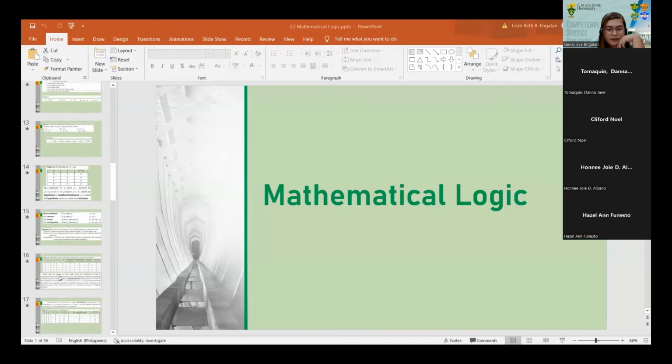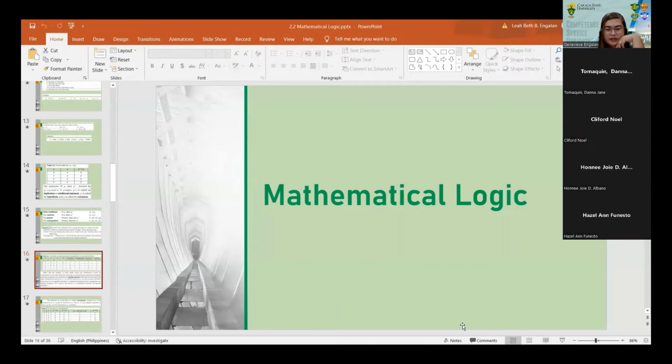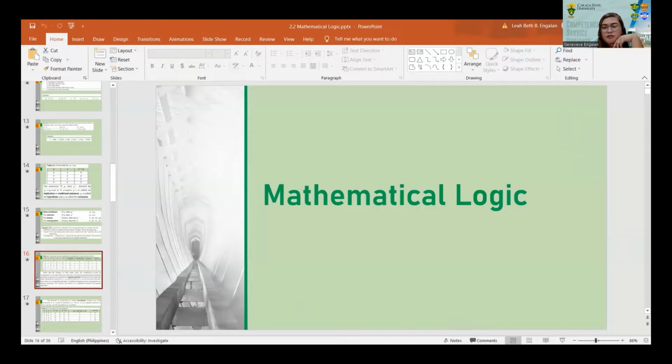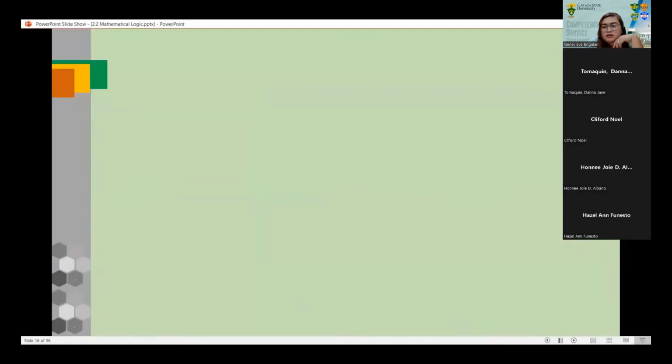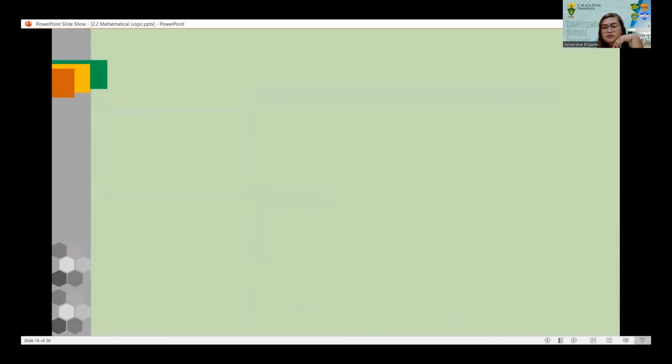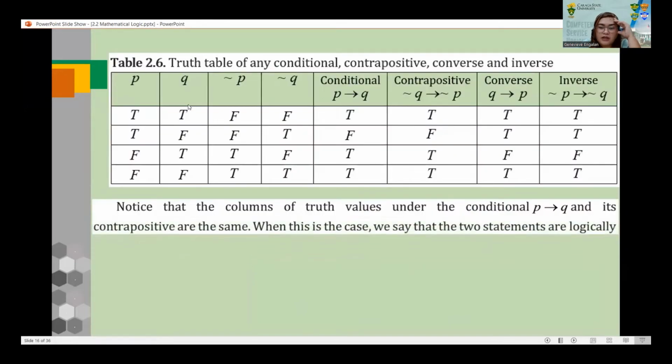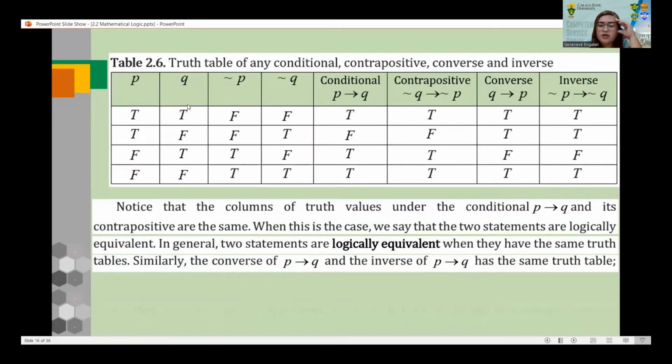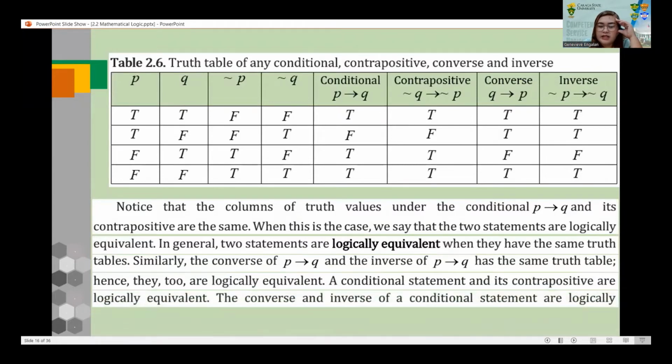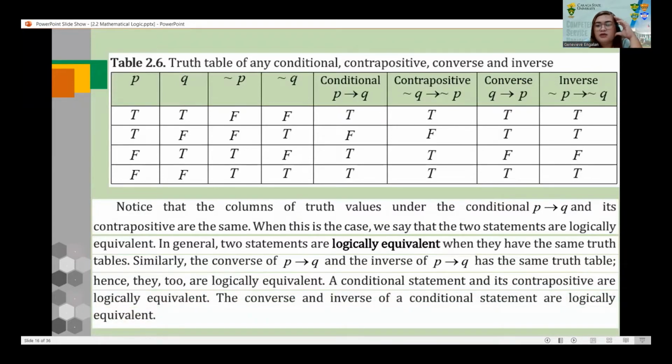Okay, so, dirito taman, they are logically equivalent. As you can see, kung himuan nato siya og truth table, they are logically equivalent kay parehas sila og truth values. So kung mag-quiz gani ta, kung pangutan-on mo are they logically equivalent, pwede nato kwaon ang iyang truth value. So conditional and contrapositive, they have the same truth value: true false, true true, true false, true true. So that's why they are logically equivalent.